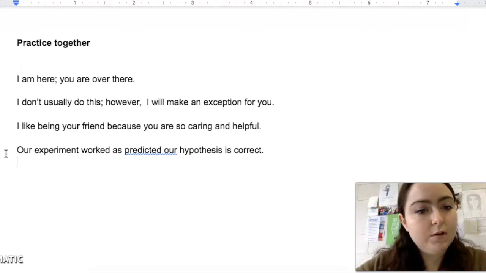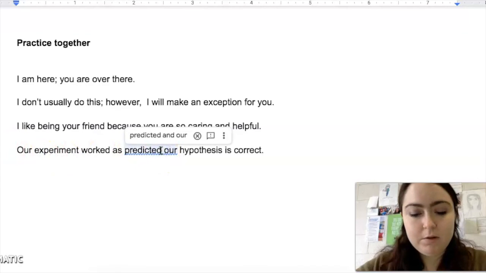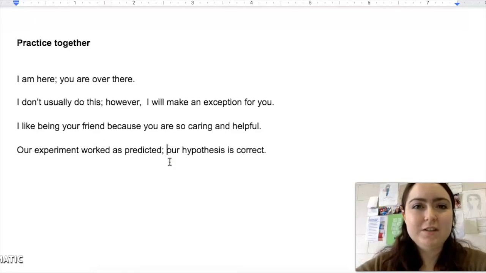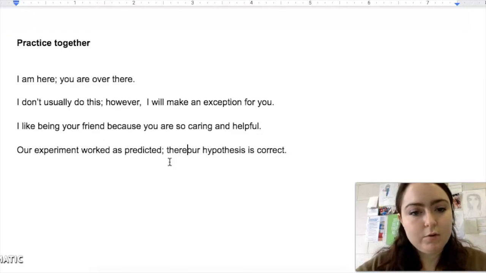All right, last one. Our experiment worked as predicted. Our hypothesis is correct. All right, I could put a semicolon here and call it a day. That would be fine. If I wanted to add a conjunctive adverb, would it make sense to put however or therefore? Let's think about that. Let's see. Our experiment worked as predicted, so our hypothesis is correct. Alright, which one means so? However or therefore? Therefore. So we're going to put therefore.